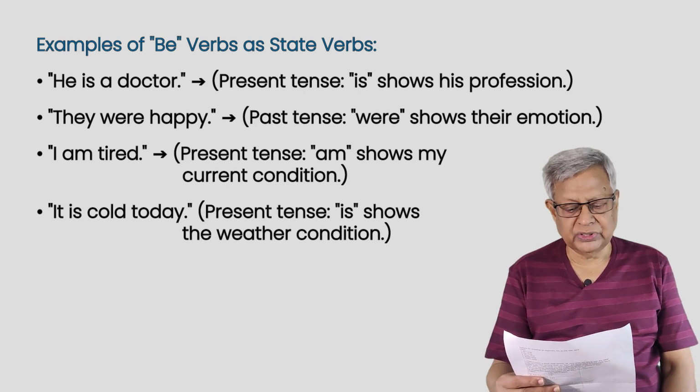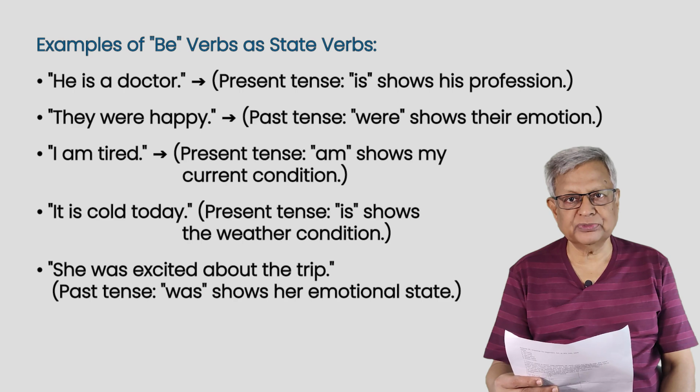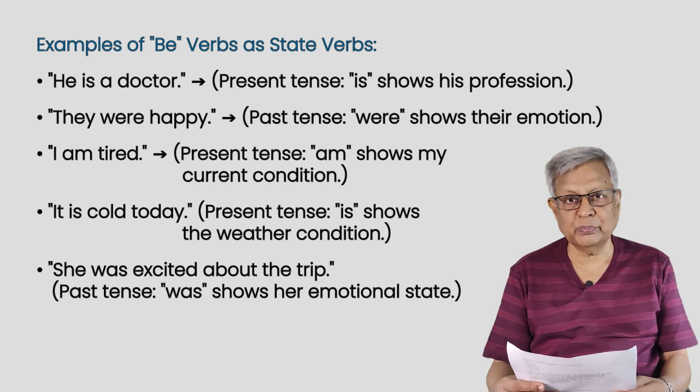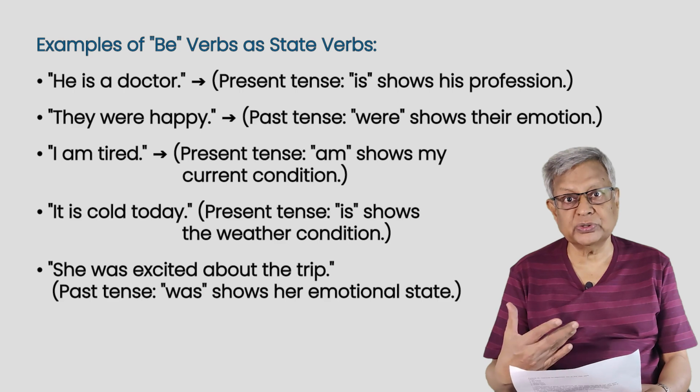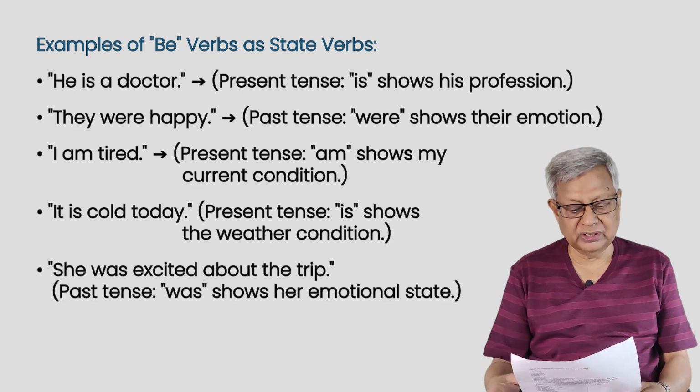Last sentence. She was excited about the trip. She was excited about the trip. So it talks about the emotional state. It's emotional. She was excited. Excited means very thrilled. So it talks about an emotion. This is a state verb. After a small break, we will see how this is used as an auxiliary verb.